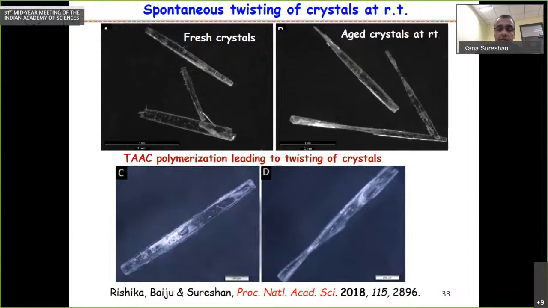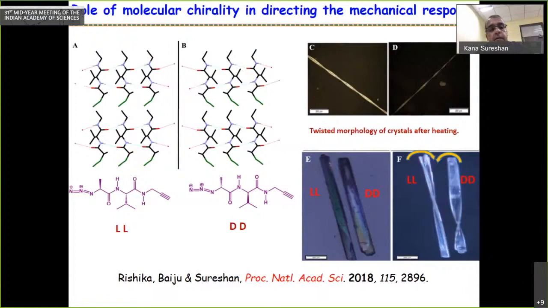To address that, we have made the enantiomer, the mirror image of this one, a DD peptide, for example, and we found that in that case it is going to the opposite side. This is the first time anyone has shown that the molecular chirality has definitely a say in the direction of twisting.